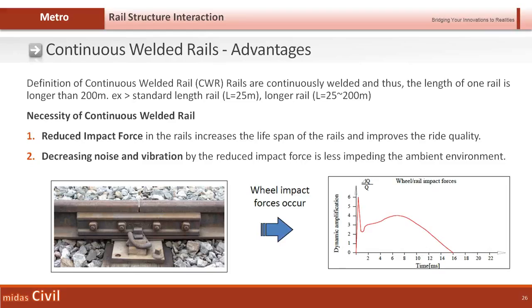Because it leads to a reduced impact force. So there is very less impact force from the wheels over the joints and links. Also it decreases the noise and vibration that comes due to the impact force that is generated. So there is a dynamic amplification of impact force when a wheel on a rail runs over the joints. Okay, so these are the advantages, but of course it has its own considerations, own challenges.